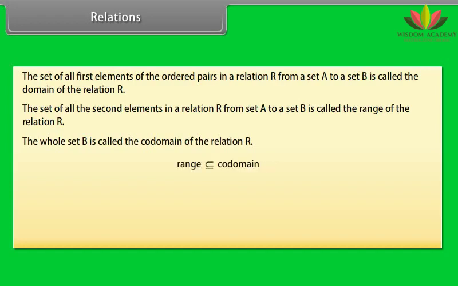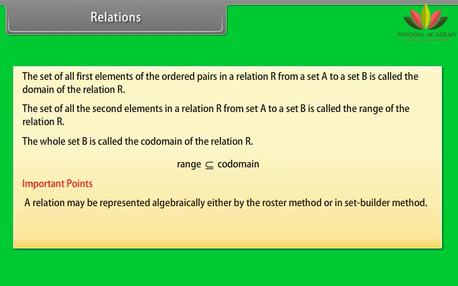Range is a subset of codomain. It means every element of range is also an element of codomain. Important points: a relation may be represented algebraically either by the roster method or in set builder method. An arrow diagram is a visual representation of a relation.